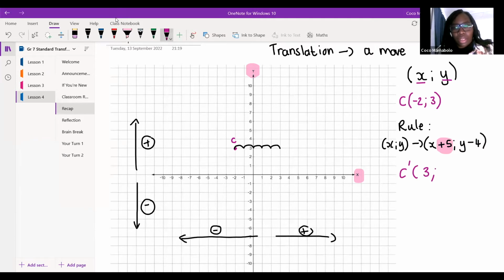Well done. Okay. Now look at my Y coordinate here. What does it say? -4. Good. So if I have to do my Y coordinate, am I going to move up or down?